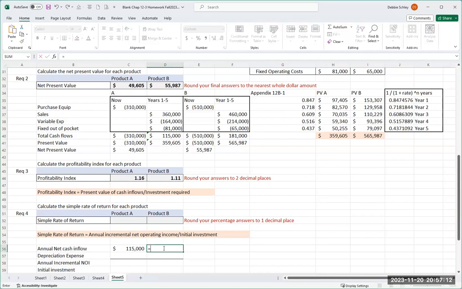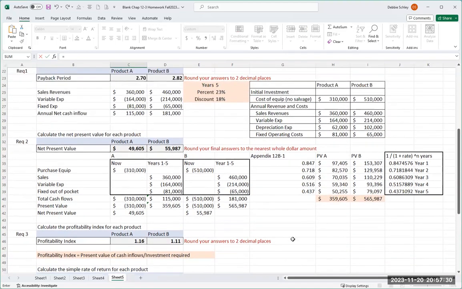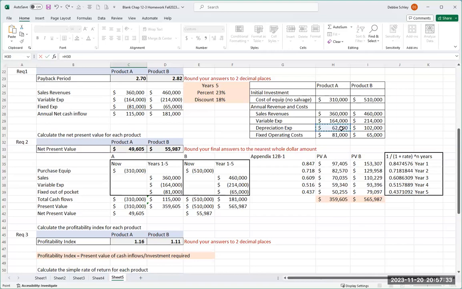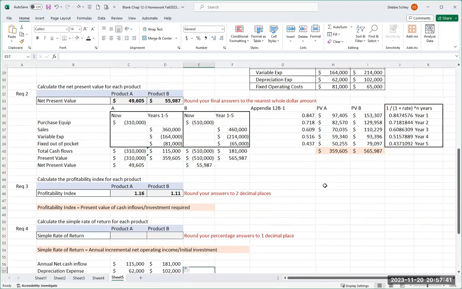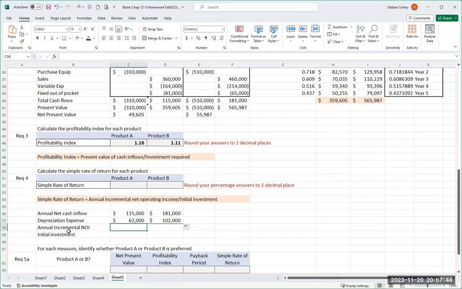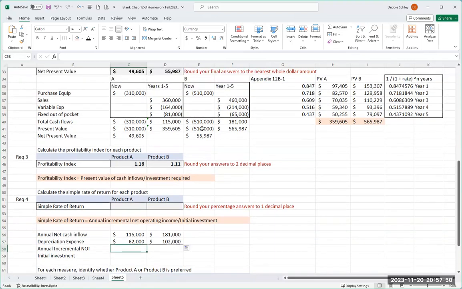And B is the 181. That's the inflow. Depreciation expense. Need to take that out because that is not a cash transaction. And so there's B's depreciation. So we're going to subtract that because now we're talking about net operating income. We're not talking about cash flow, right? This is cash flow. Depreciation is not a cash transaction.